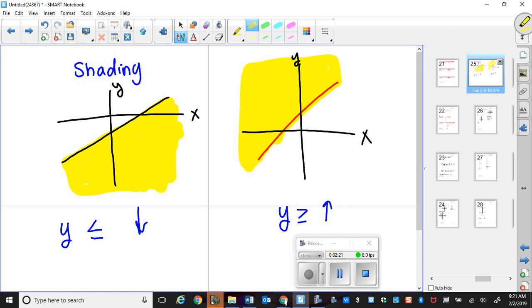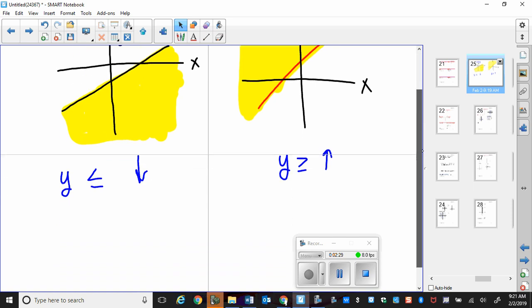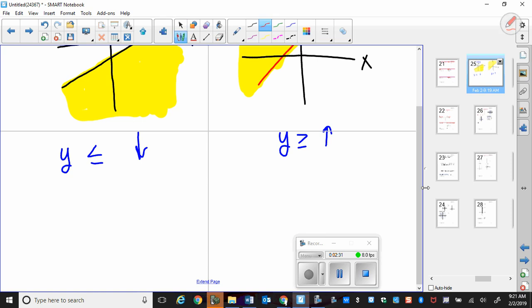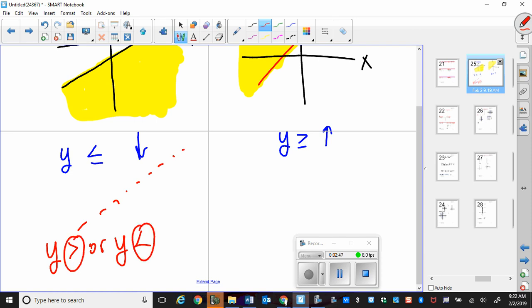Okay, so that's the shading. Now, let's talk about the difference between y is greater than, or y is less than. How do you denote that? How do you identify that? Well, that's when your dotted line comes in handy, because of the greater than symbol and the less than symbol. But if y is greater than or equal to, or y is less than or equal to, our line is solid. So that's from unit 6.